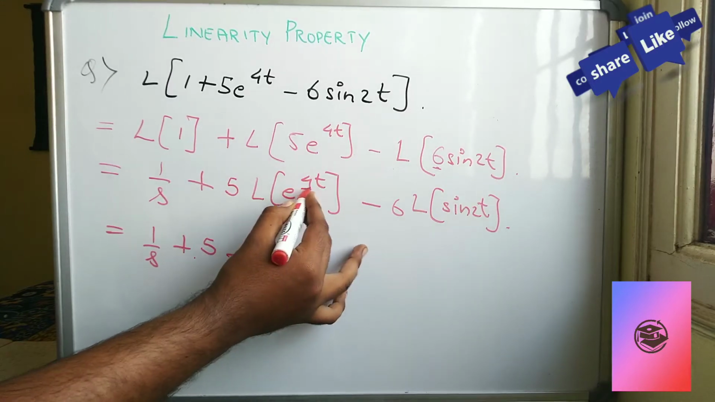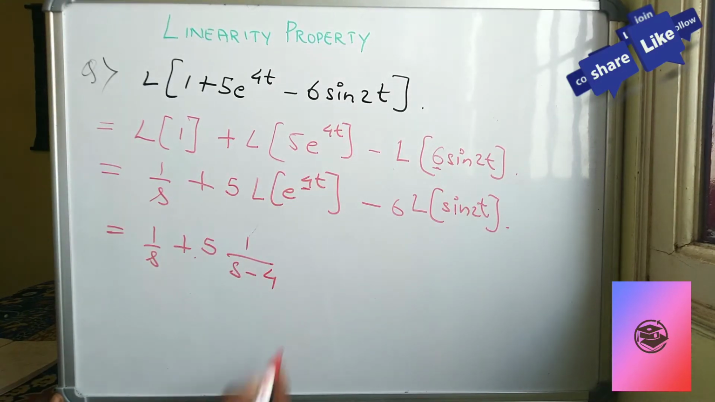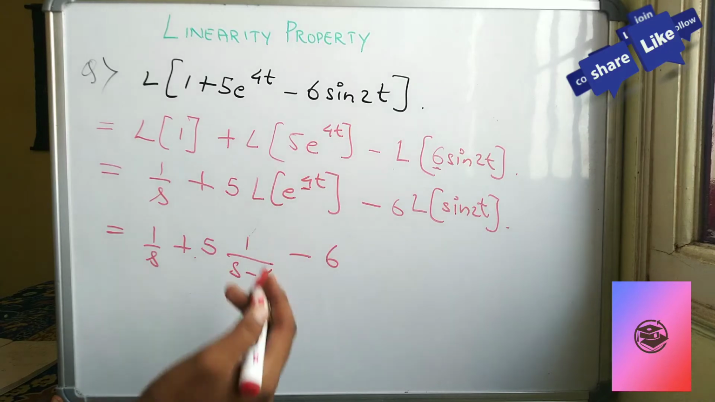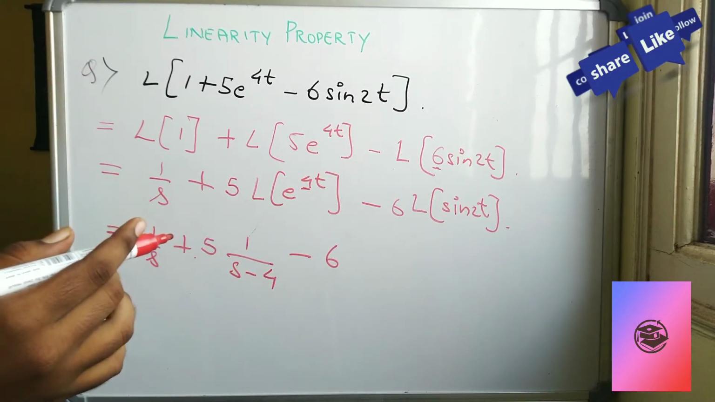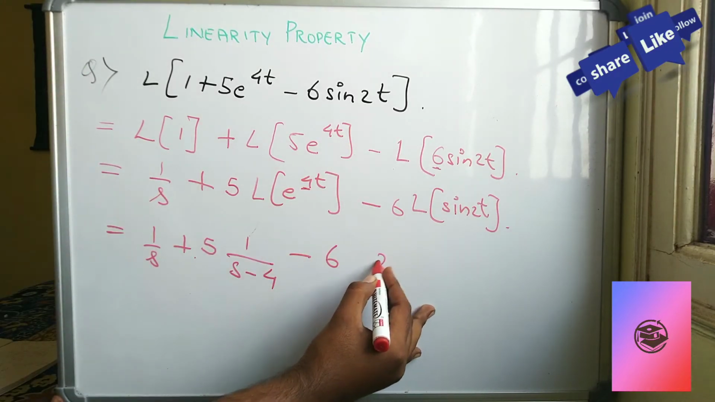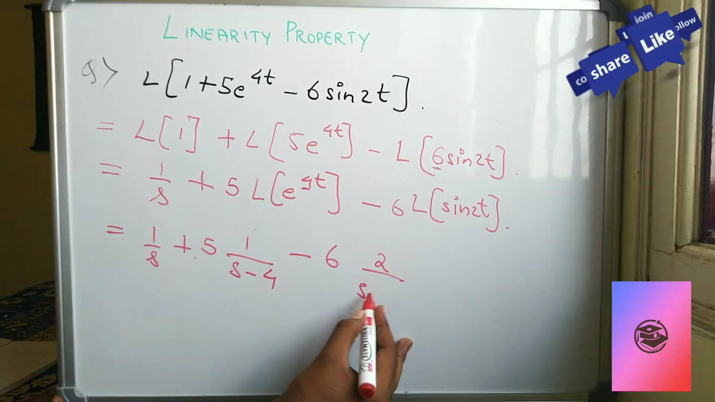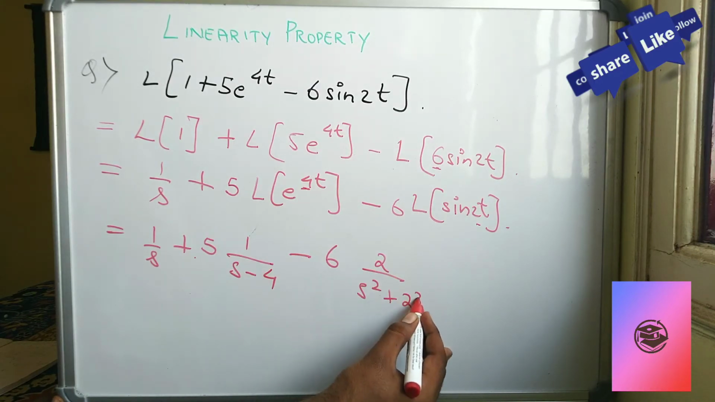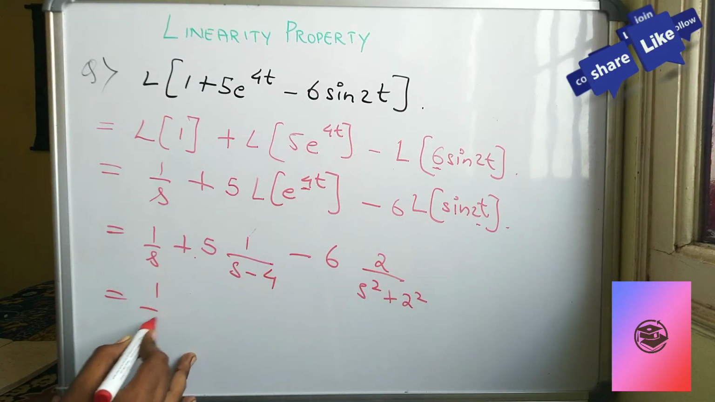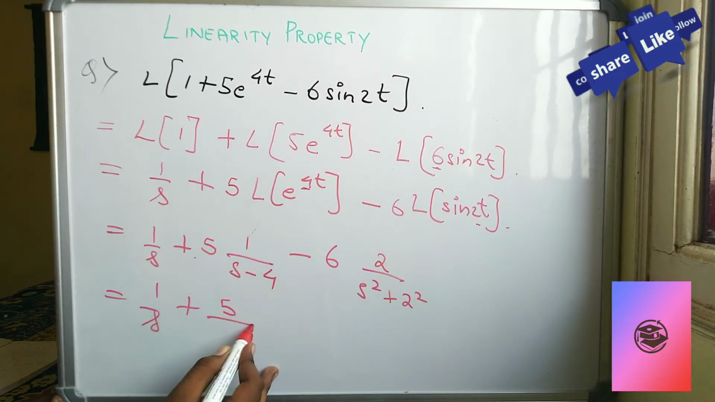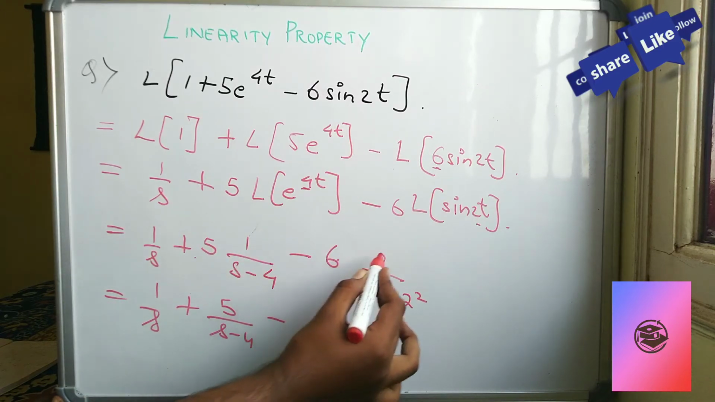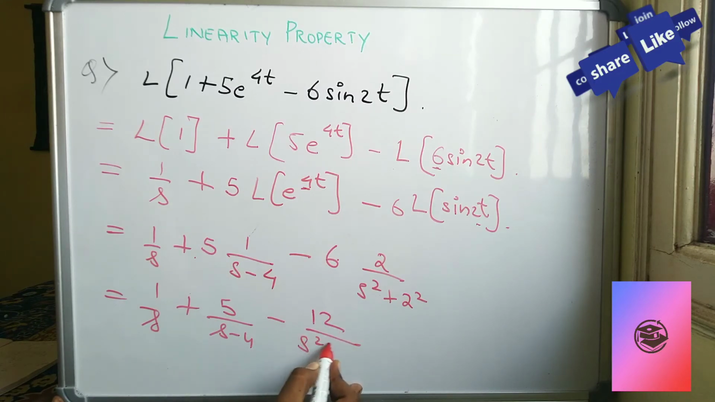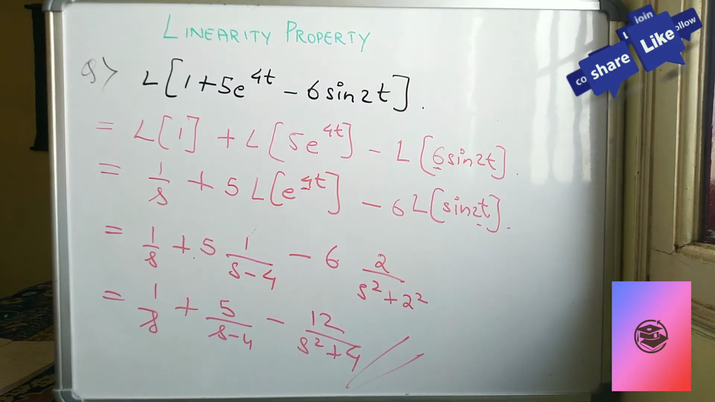What is a here? A is 4, so s minus 4. Minus 6 into the Laplace transform of sine 2t, that means sine at. The Laplace transform of sine at is a by s square plus a square. What is a here? That is 2, so a square is 2 square. Now simplify: 1 by s plus 5 by s minus 4, minus 6 into 2, that is 12 by s square plus 4. So this is the final answer.